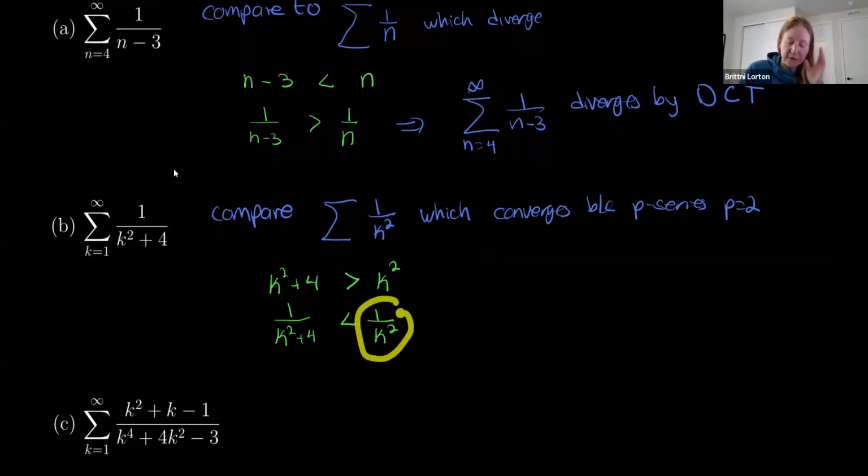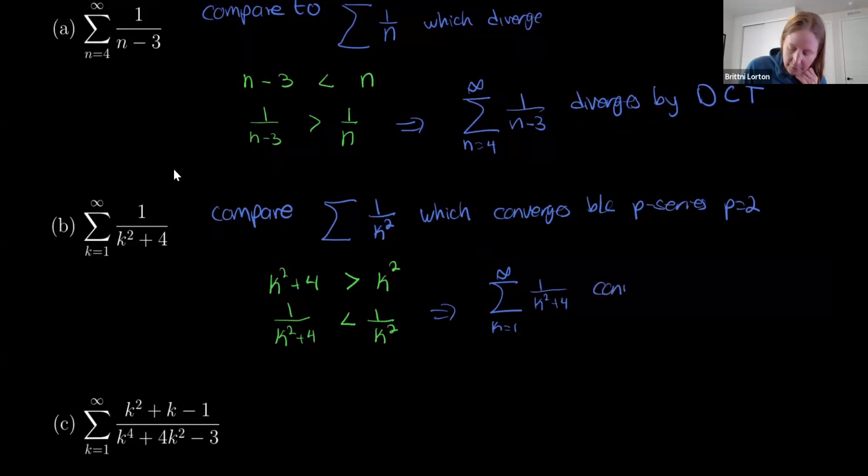I did know that the series, the sum of 1 over k squared converges. We already said that from the p-series. So then 1 over k squared plus 4 is less than convergent, smaller than finite, is still finite. So therefore, the sum from k equals 1 to infinity of 1 over k squared plus 4 also converges by the direct comparison test.